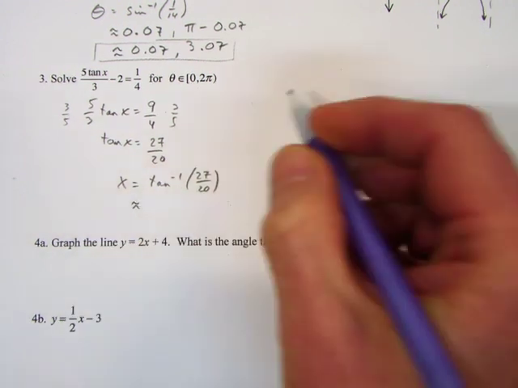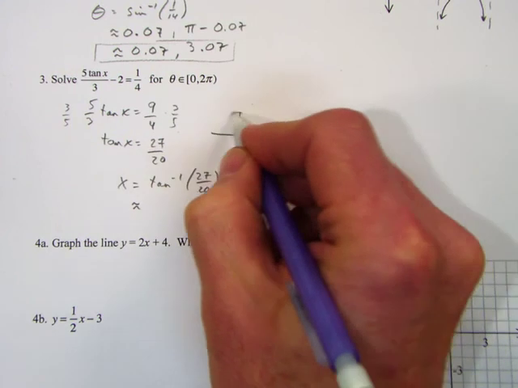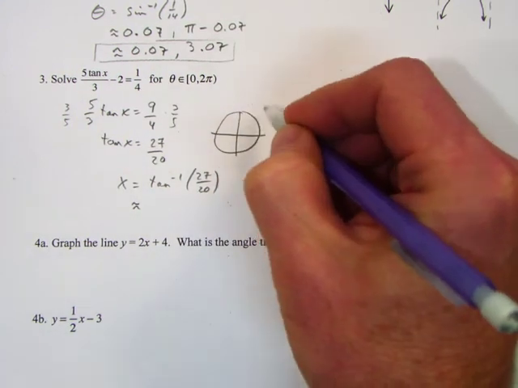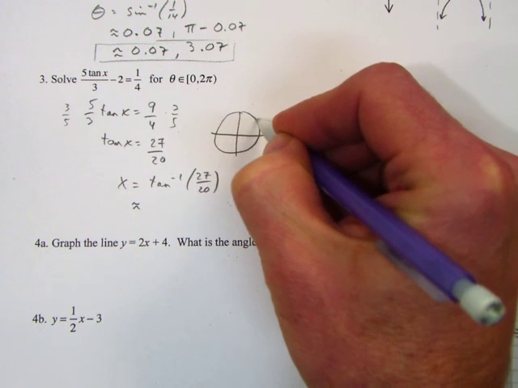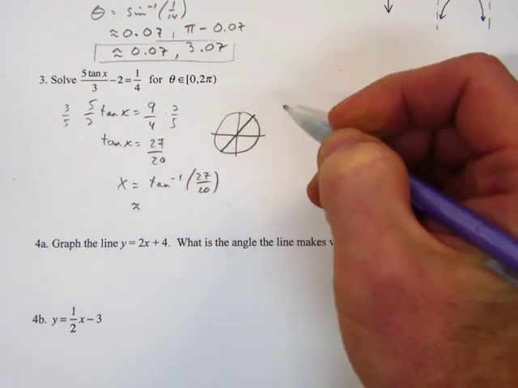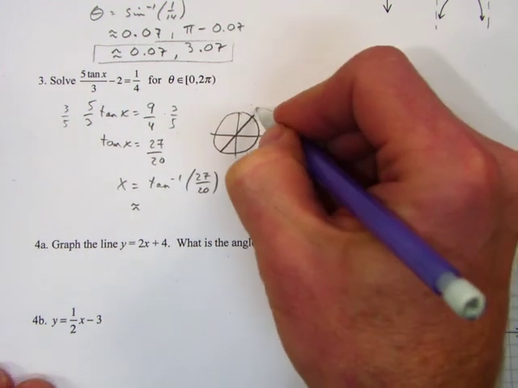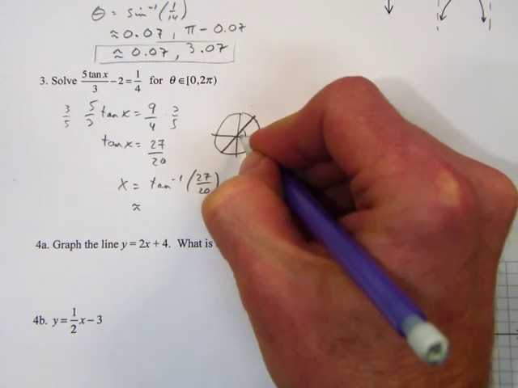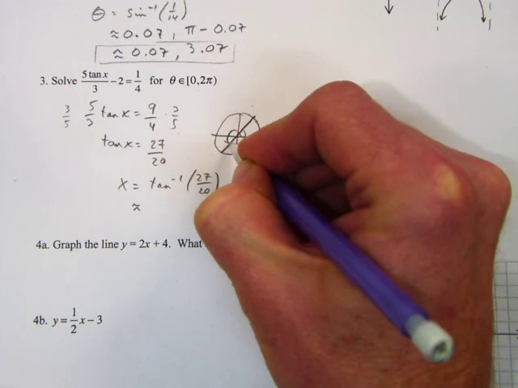Oh, before we do that, we should do our unit circle. 27 over 20 is slightly greater than 1. So remember, tan of 45 is 1. So it's going to be something here. And for tangent, we draw a straight line. So we have one angle here and another angle goes all the way around.